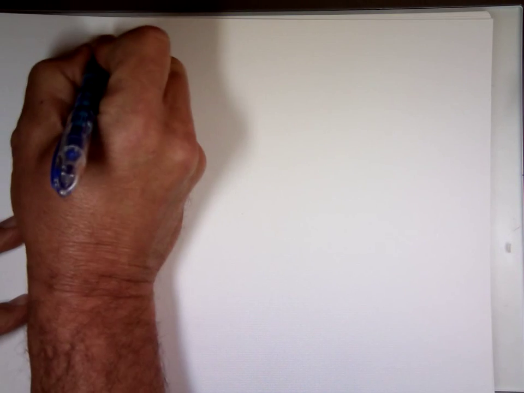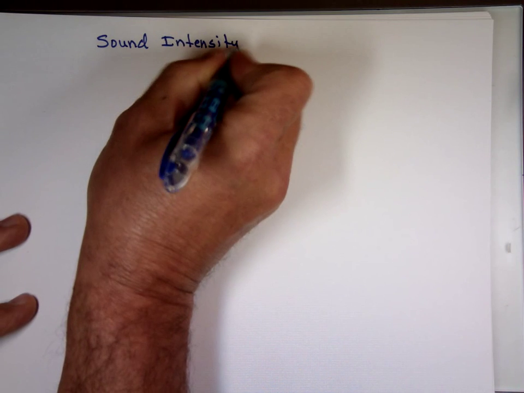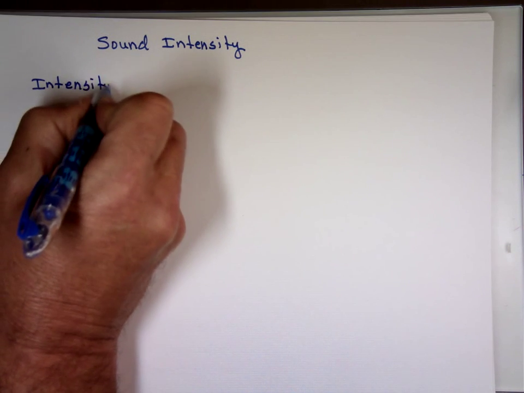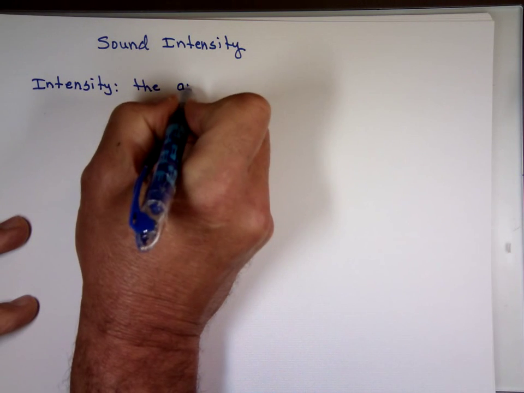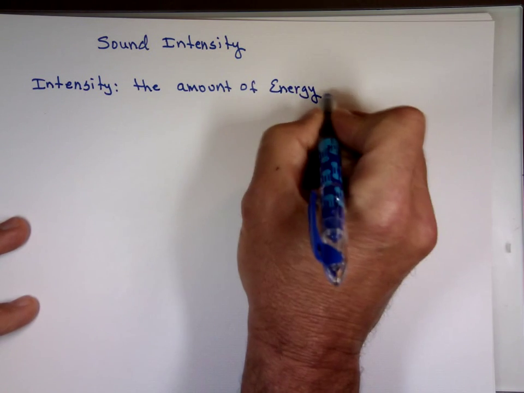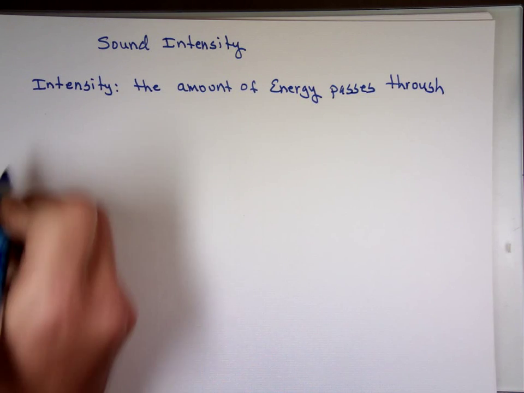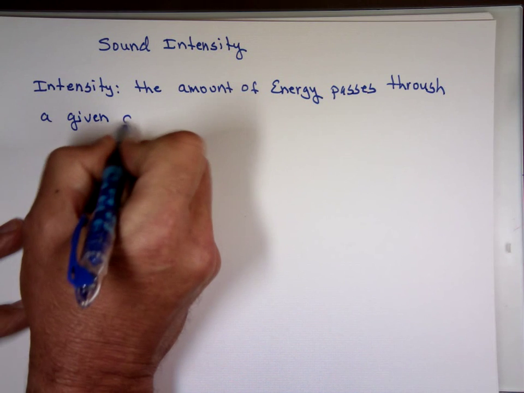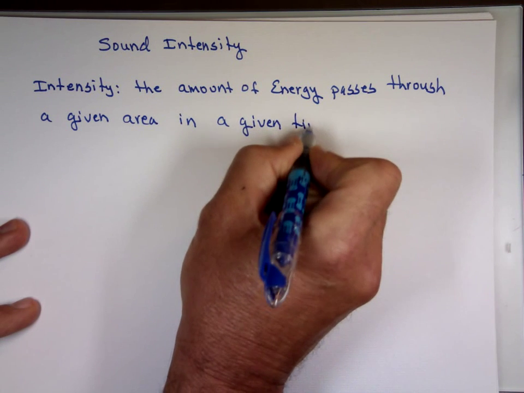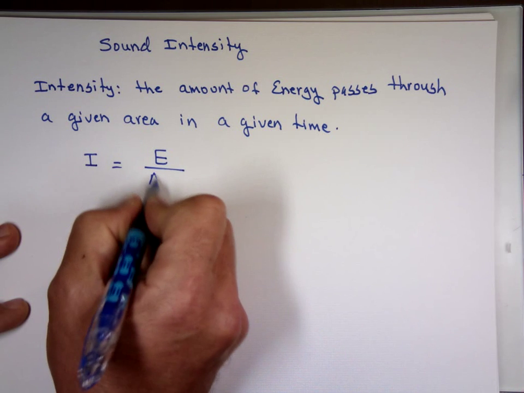While we're at it, let's talk about sound intensity. Well, intensity here, or sound intensity, we define as the amount of energy that passes through a given area in a given time. So notice it includes given area and given time. So intensity is the energy divided by the area times the time.